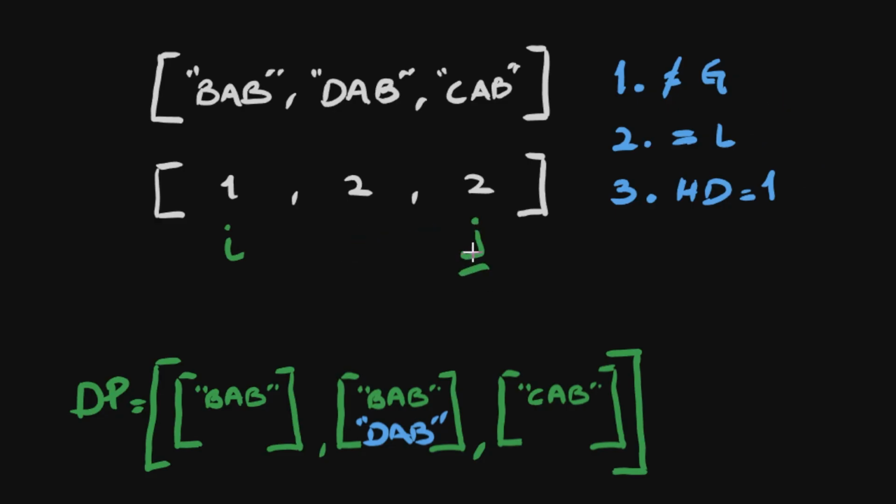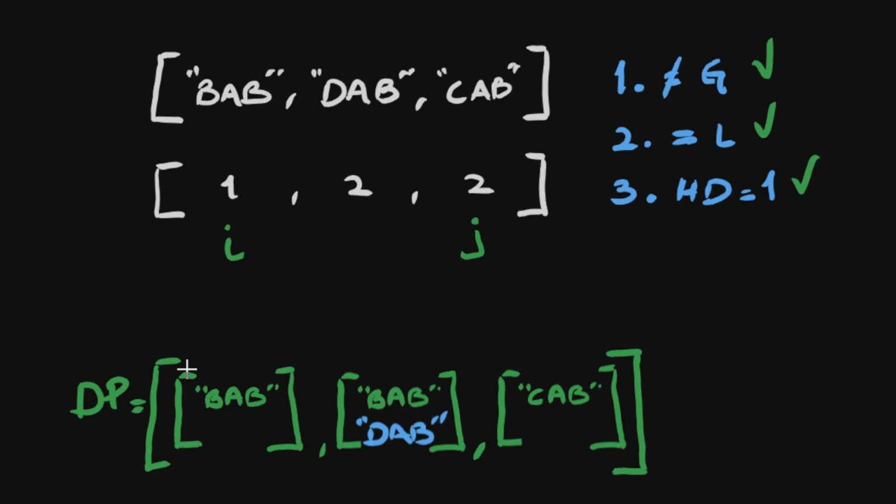Now j is here, and we are first checking if this value and this value are different, and they are, so this is okay. Next, the length of these words is equal, so this is okay. And next, the Hamming distance of this and this is exactly 1 because of the first character, which is different, so this is also okay.